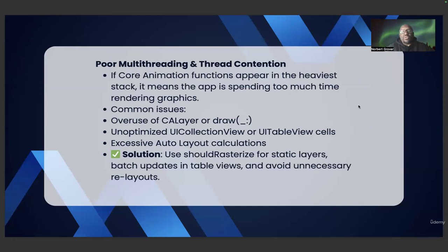Poor multi-threading or thread contention. Core Animation functions appear in the heaviest stack. It means that the app is spending too much time rendering graphics. Common layout issues: overuse of CALayer or draw, unoptimized UICollectionView or UITableView cells, excessive auto layout calculations. Solution: use shouldRasterize for static layers, batch updates in table views, avoid unnecessary relayouts.